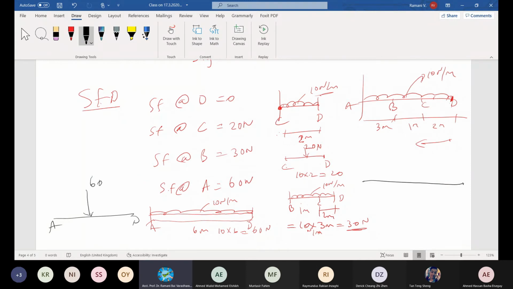Let me mark. Start from this one is 0. Okay. Good. And then at C, how much is the value? Anyone? At C, how much is the value?